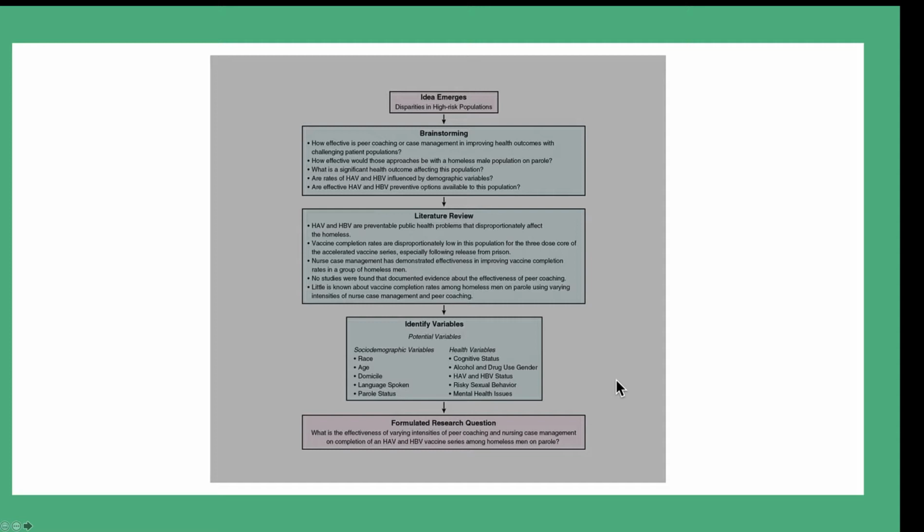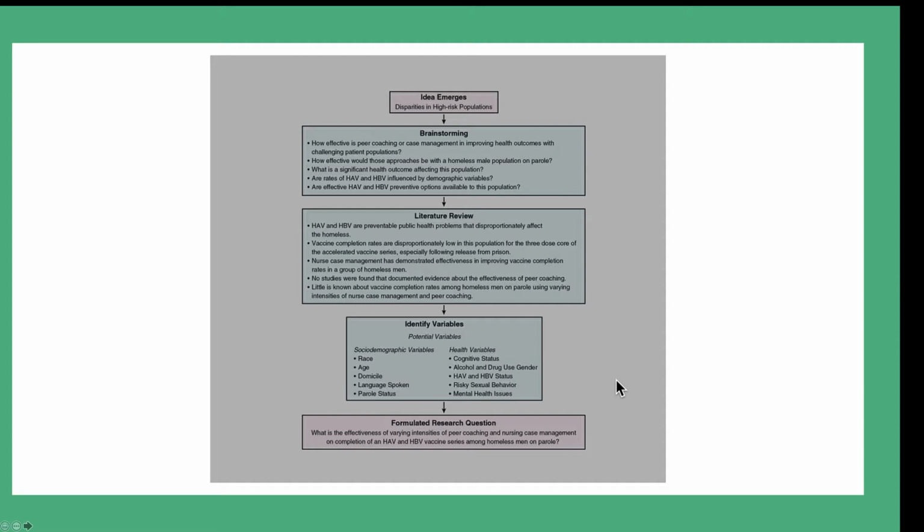The next thing is brainstorming. Once you have formed your discussion groups that you're going to work with on your research topic, you will need to do some brainstorming. And in this case, through their brainstorming, they came up with some specific questions about how effective is peer coaching or case management in improving health outcomes with challenging patient populations. And you can read through what they did for brainstorming, and you can use this as a guide to do the same thing for your chosen topic.